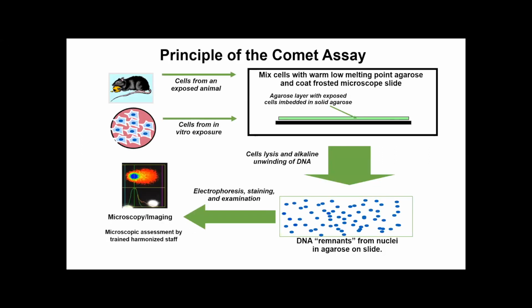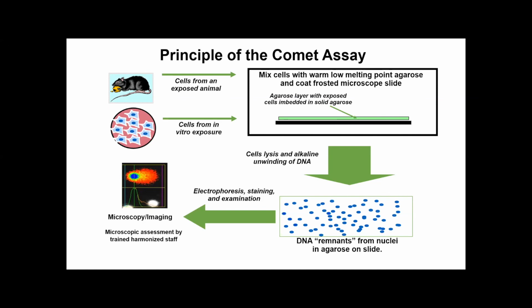So how does the assay work? You take cells from either an exposed animal or cells from in vitro exposure. There is no in vitro comet assay, so there's no guideline for that. It doesn't exist. But for the in vivo assay, you take the animal and basically we mince cells to make single cell suspensions out of, for instance, a liver or any tissue.